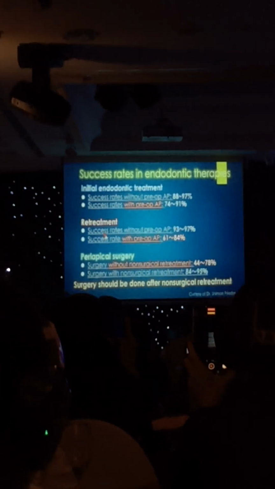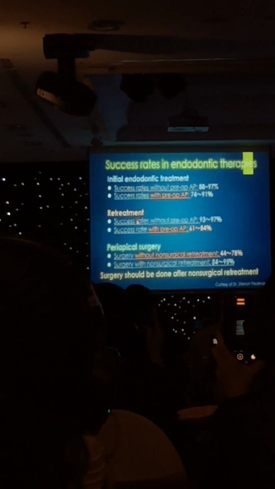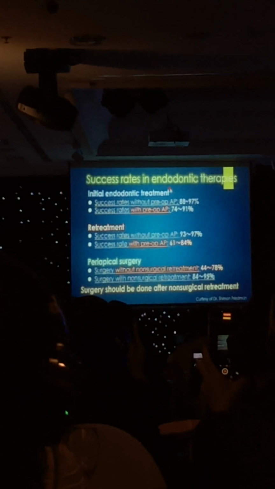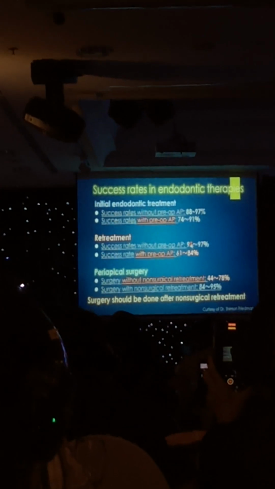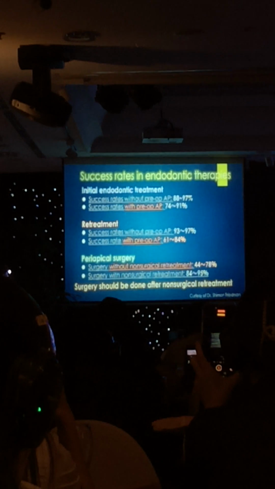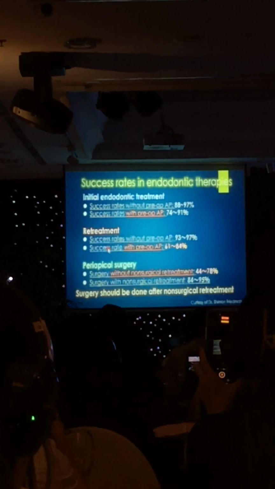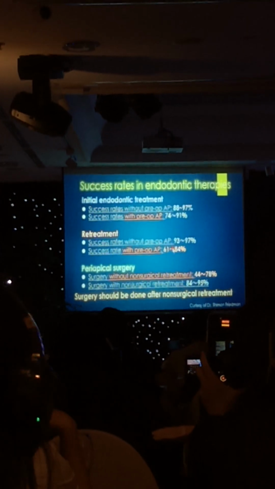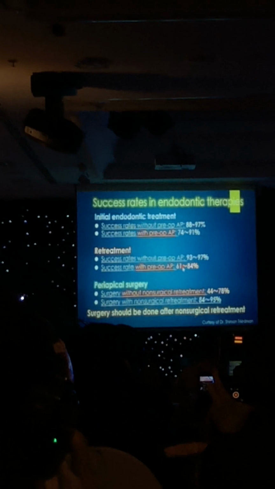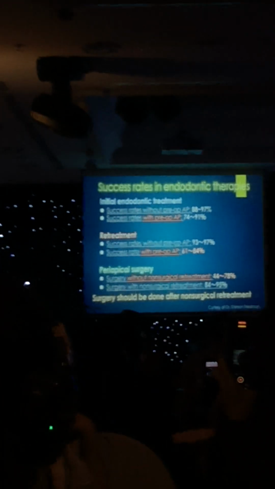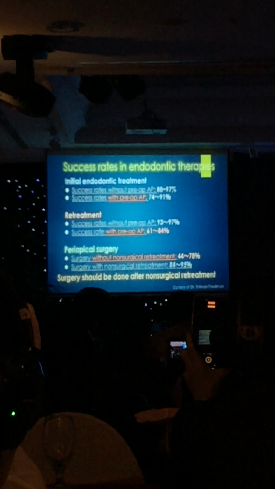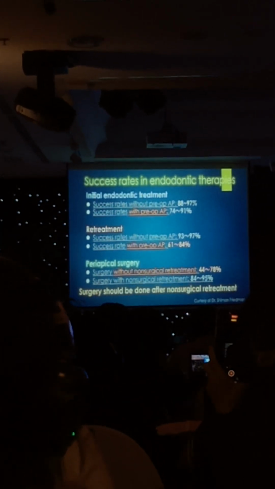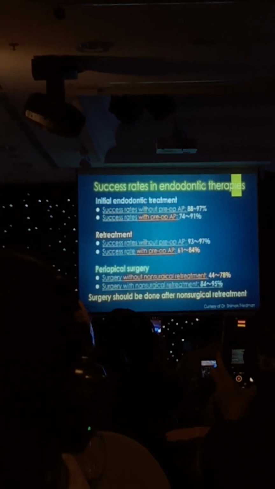What about retreatment? The success rate in retreatment without preoperative lesion is higher, just like the initial treatment, between 93% and 97%. The success rate in retreatment with preoperative lesion is very, very low, 61% to 84%. That is why you have to be careful. When you see a periapical lesion in a treated tooth, it's not easy. You may have biofilm.